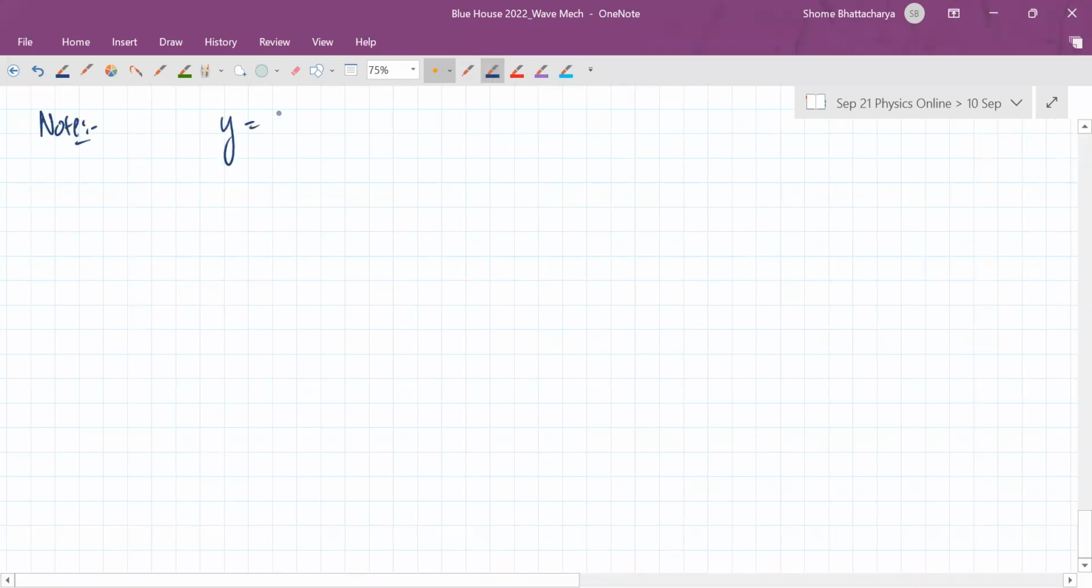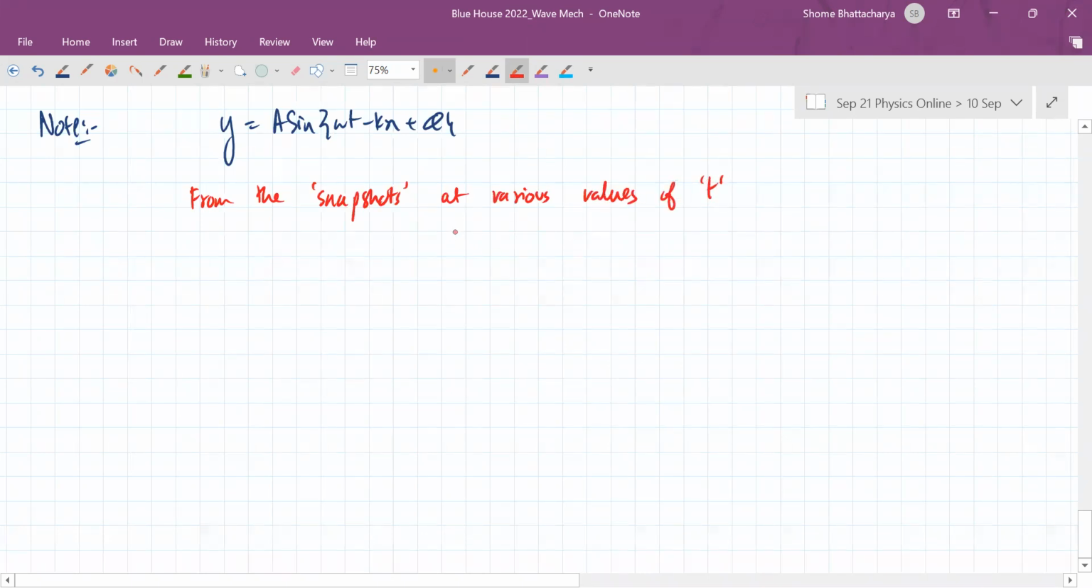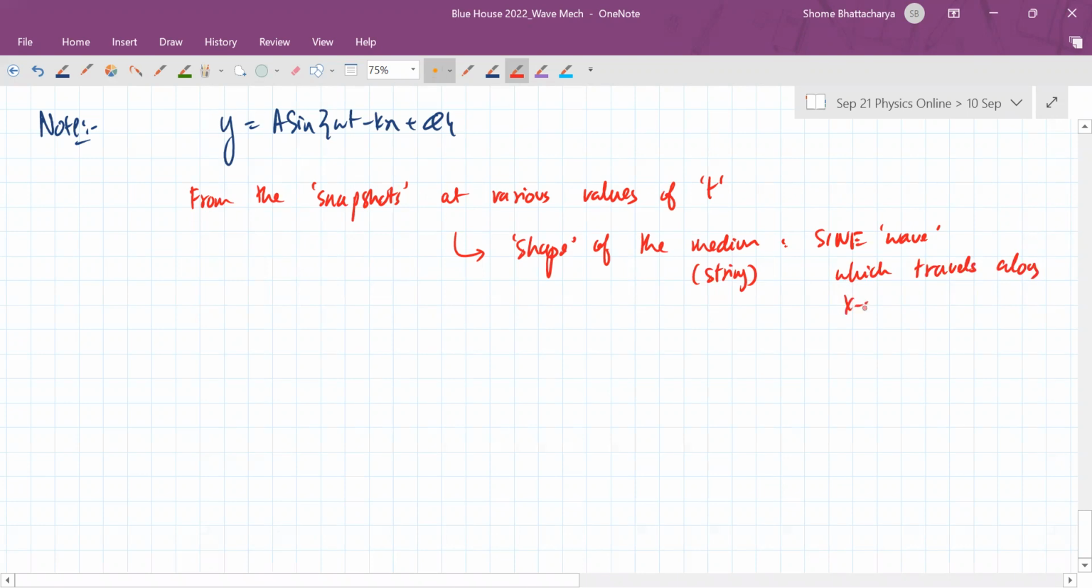So coming back to the general equation, what we can see from the snapshots at various values of time t is that the shape of the medium, which in this case is a string, is a sine wave which travels along the x-axis at v equal to omega by k.